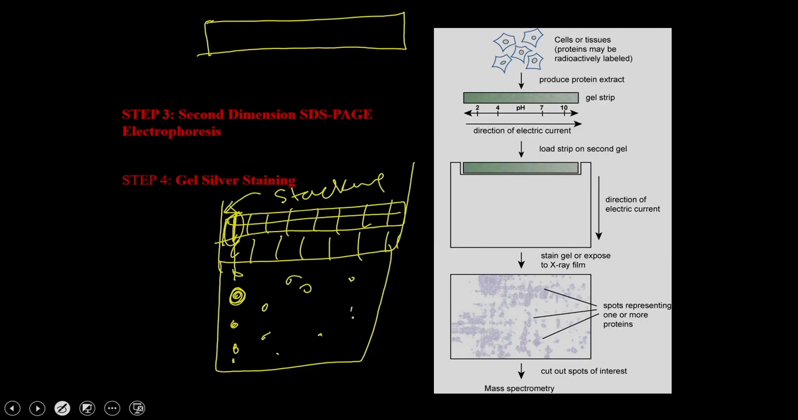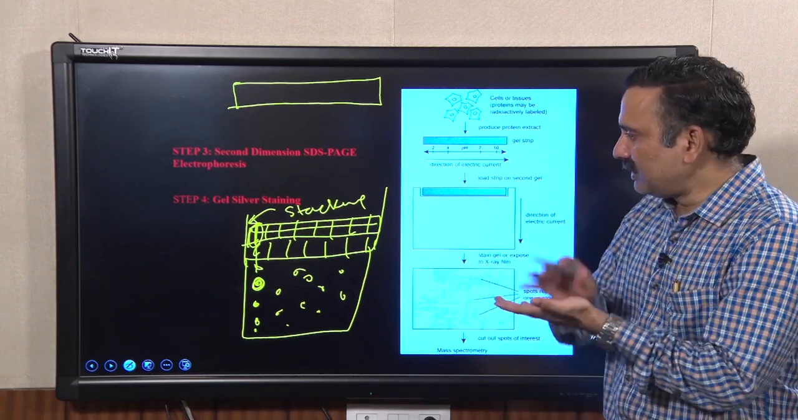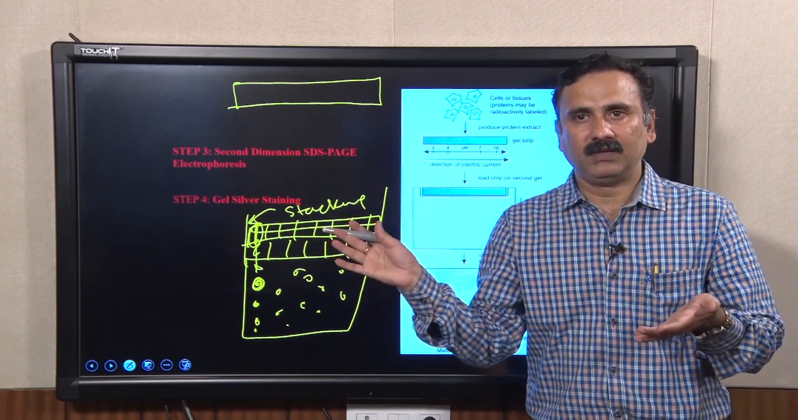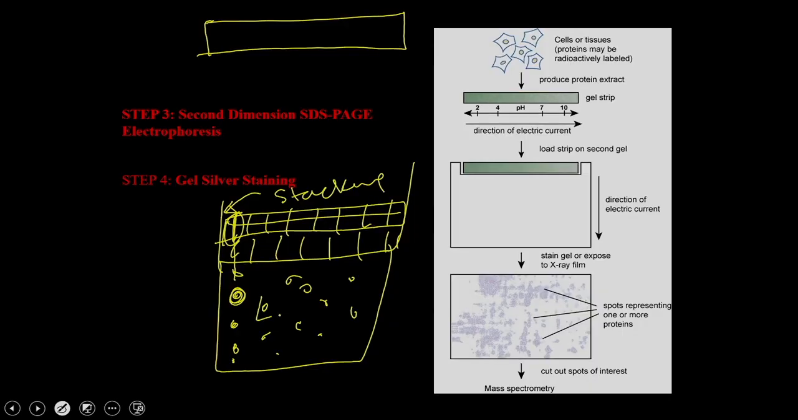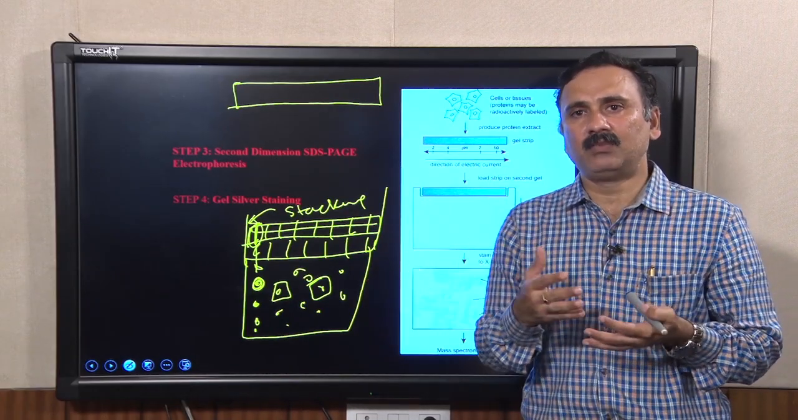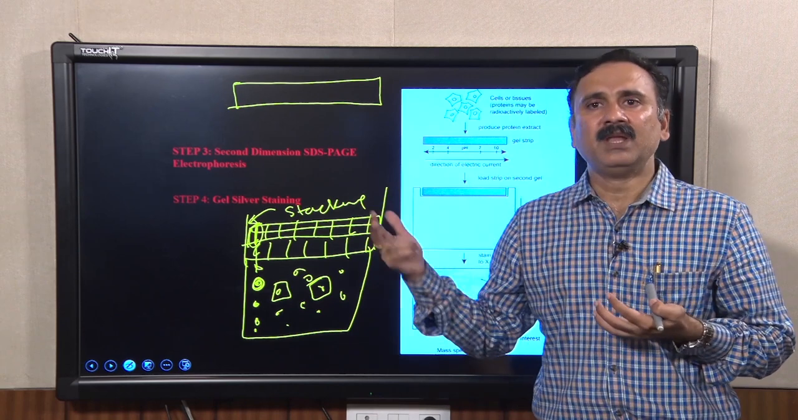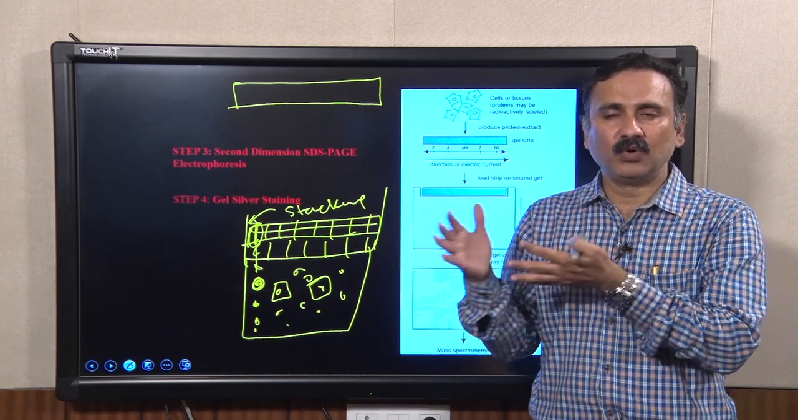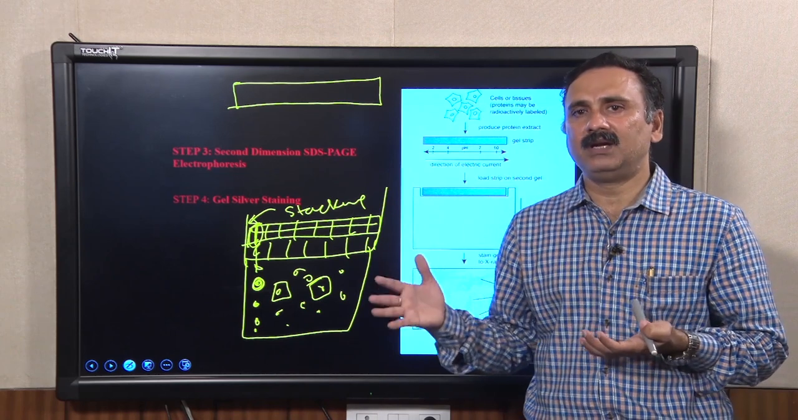Once you get these spots, you can analyze the spot pattern on the second dimension gel, and you can compare it with the untreated samples or the different treatment samples. That's how it tells you which spots are differentially expressed, which means these are the spots which are additionally present, and those spots you can extract out from the gel and use in downstream approaches. For example, you can do trypsinization, and then do mass spectrometry and all that, and you can identify the proteins.